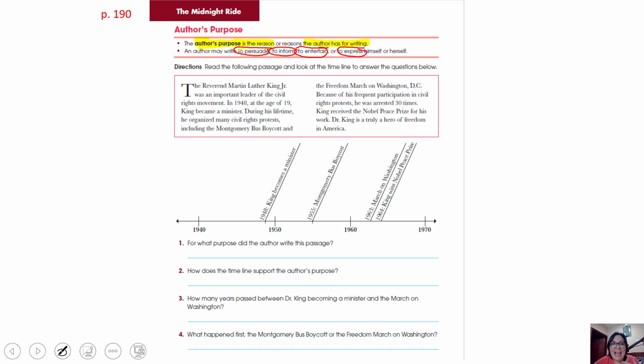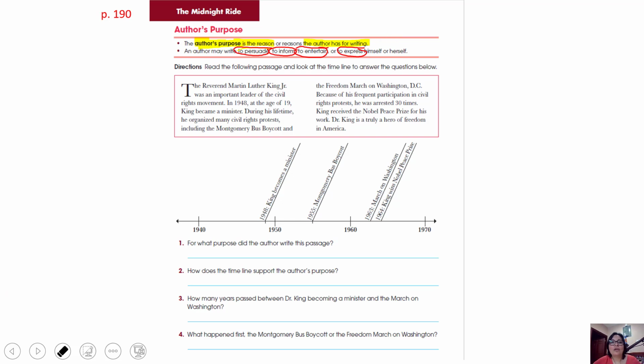Okay, so when I ask you guys what is the author's purpose, I am not asking for the definition. This one is the definition. The author's purpose is the reason why someone writes. That is the definition. But when I ask you to identify the author's purpose, I am asking you if the passage is trying to persuade you, if the reading is trying to inform you, or to entertain you, or the author was trying to express himself or herself. Okay?